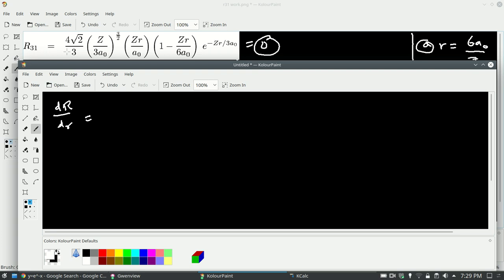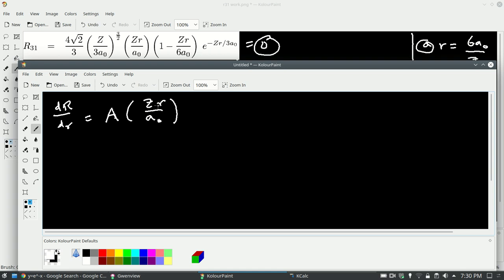Now all this stuff here does not contain r. So I'm going to call it A again. This stuff in the front, there's no r there. So I'm just going to call that A. I probably won't need it at all. Now this is Z times r over a. Okay, now I'm going to do the product rule again.